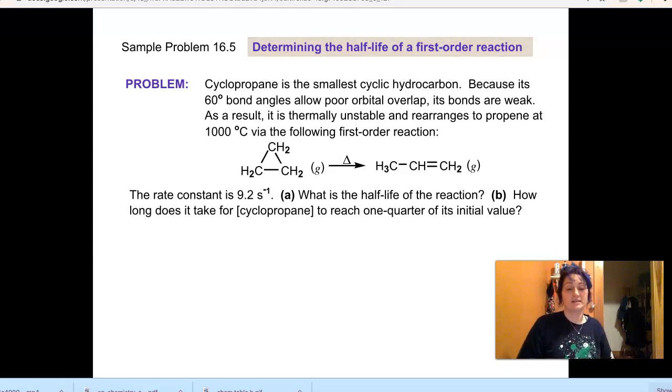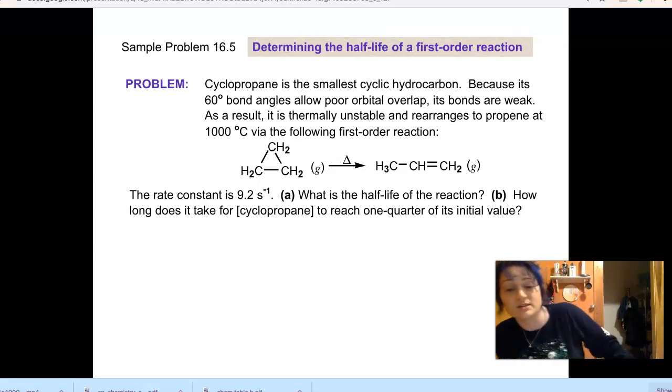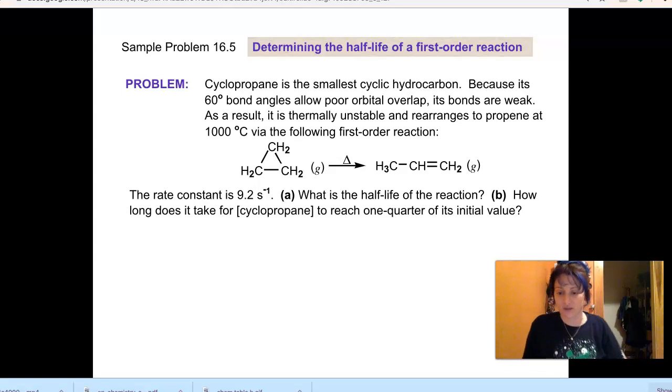Okay, the rate constant is 9.2 per second. A, what is the half-life of the reaction? B, how long does it take for cyclopropane to reach 1/4 of its initial value?